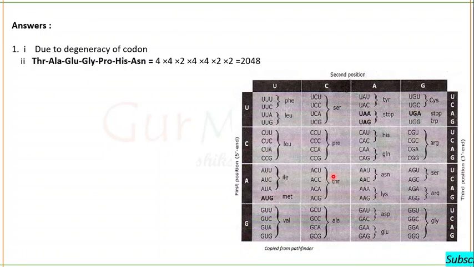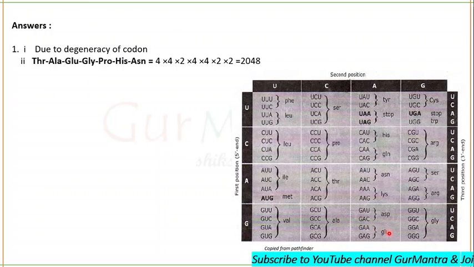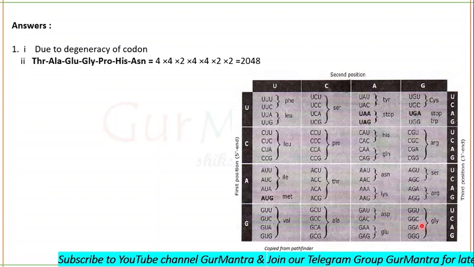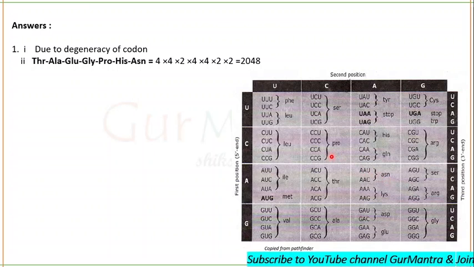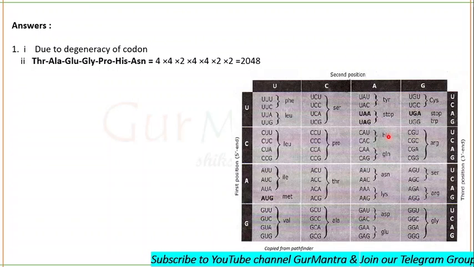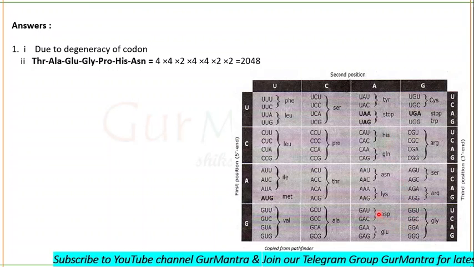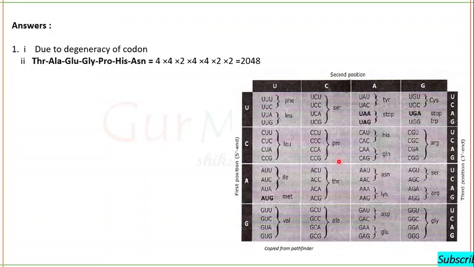Threonine, and the alanine, how many alanine? 4. Glutamic acid, this is 2, and glycine will be 4. Okay, proline will be having, I think, 4. Yes, here it is. Histidine will have 2, and asparagine will also have 2. Here it is. Okay, and the total becomes 2048.